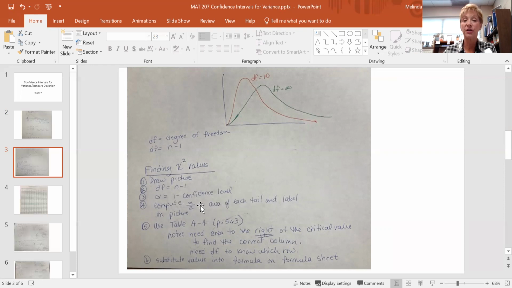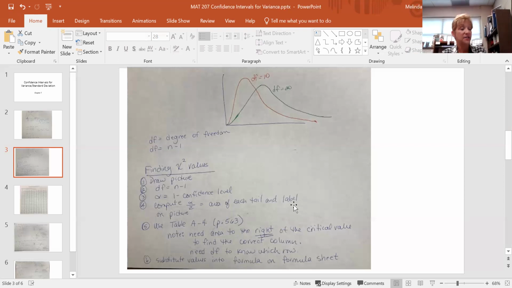And so what you're going to do when you find alpha is go put them on the picture. And I'll show you how to do that in just a minute. Okay. Then you're going to go to table A4. So table A4 is on page 563 in your books. It's also, like I said, on this flippy fold out. So if you've got this flippy fold out thing in your book, then it's also there.